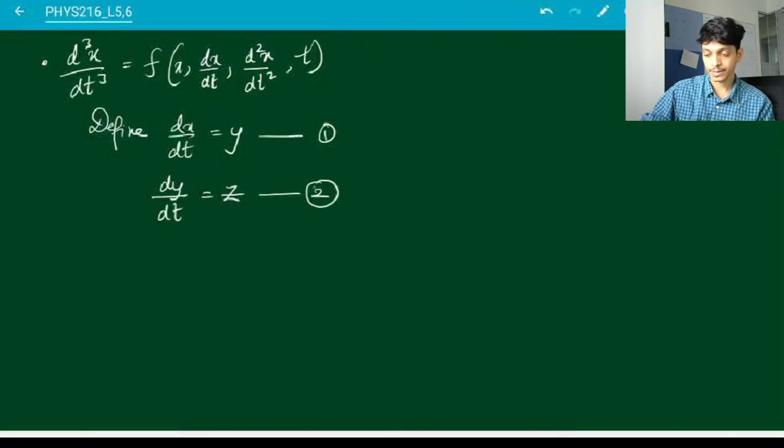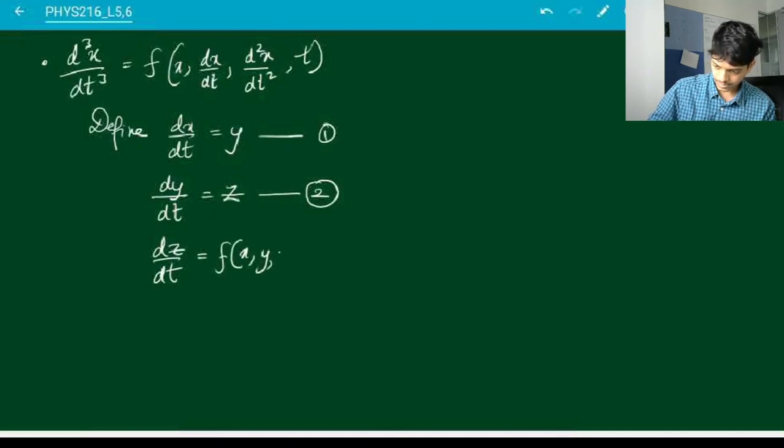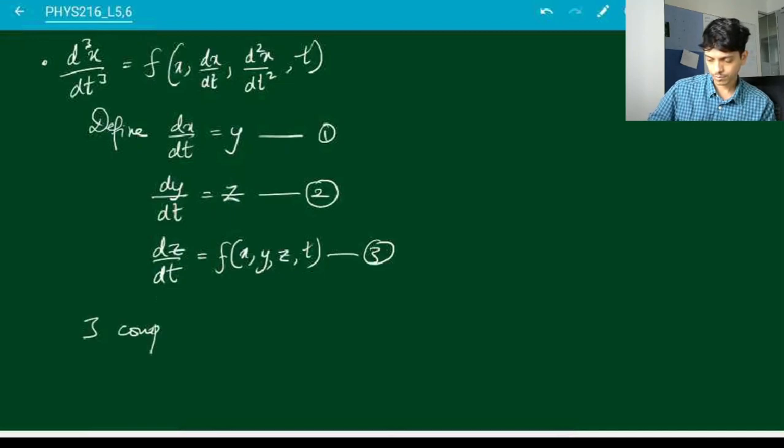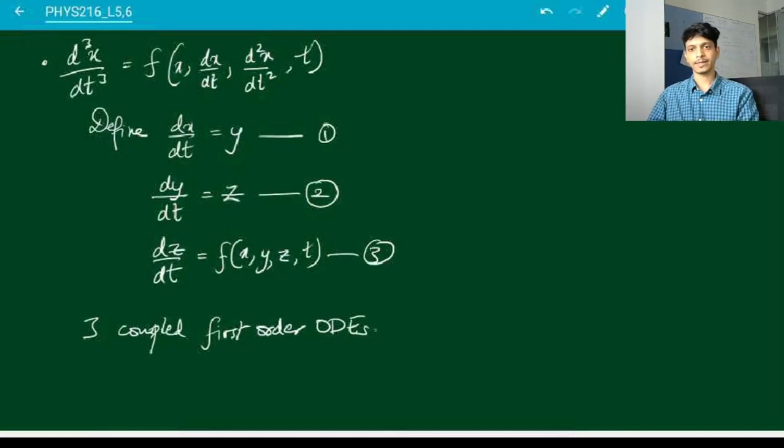So remember, z is d2x by dt square. And then d3x by dt cube would just be dz by dt. So my actual differential equation becomes dz by dt equals f of x, y, z, t. So this is my equation 3. So now 1, 2, 3 are coupled differential equations. And once again, you can solve these using the techniques that we have learned before. So this is a general way of approaching how to solve higher order derivatives, differential equations which have higher order derivatives.